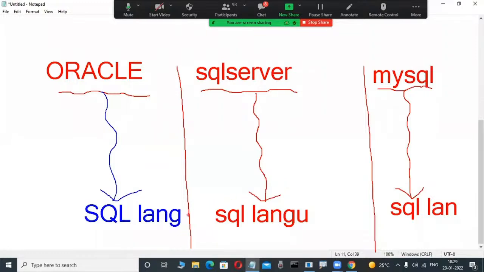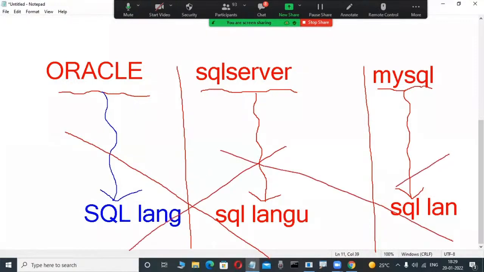Very good. In our class, so many fellows are saying the same. That is 100% wrong. These all SQL languages are different, not the same. Why are so many students confused? Why are so many employees saying they are the same?